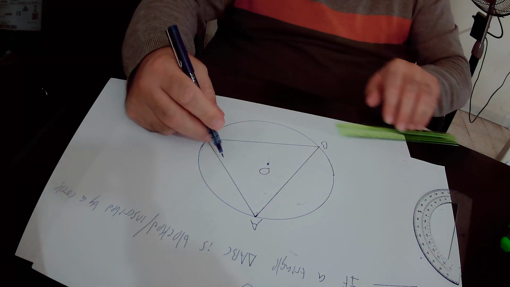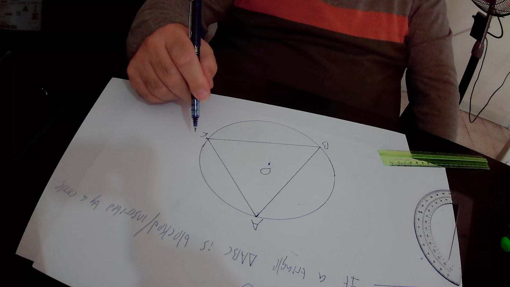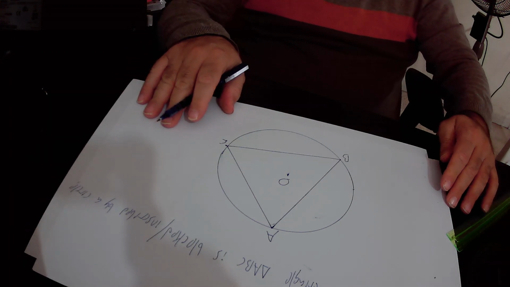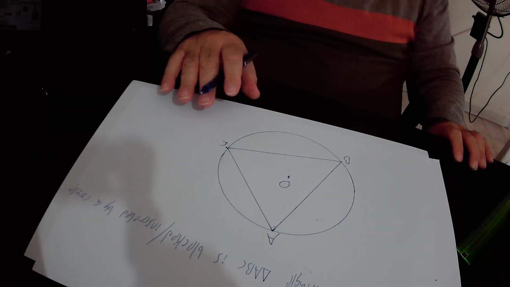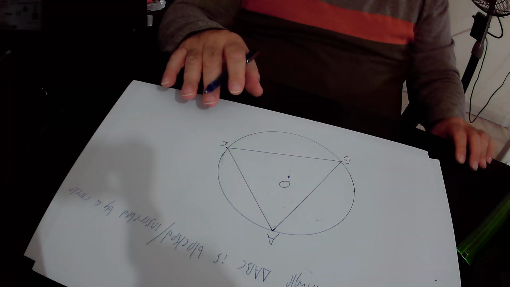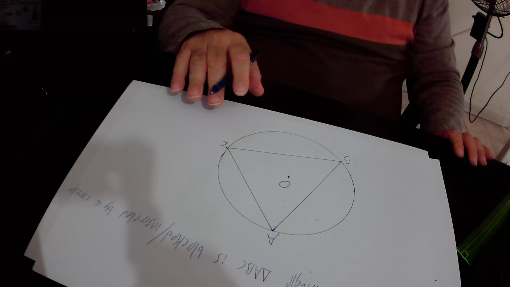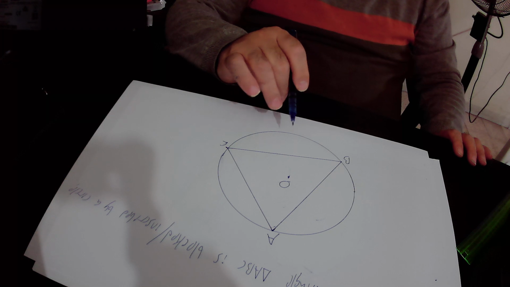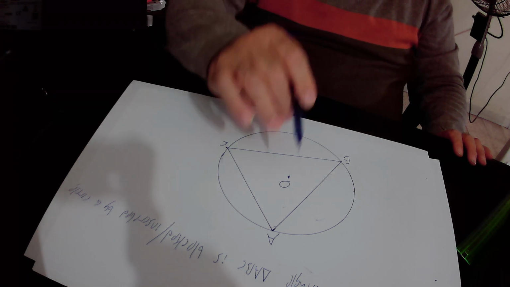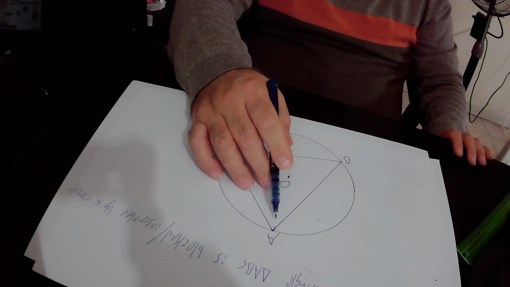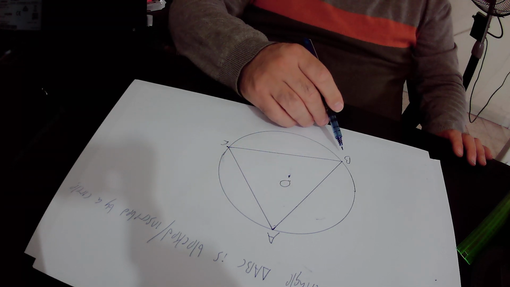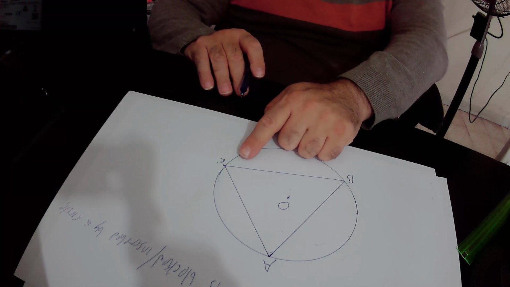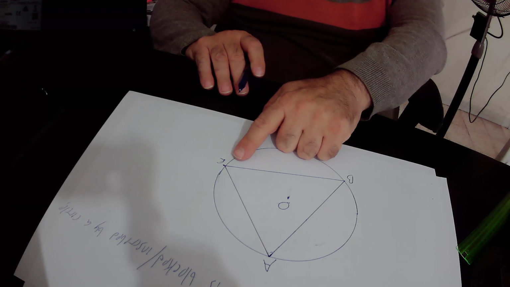Triangle ABC is blocked by this circle. Actually, a triangle is blocked by a circle if and only if all 3 vertices of the triangle are touching the circle, exactly like in this drawing. Here, this vertex of triangle ABC touches the circle at point A, this vertex touches the circle at point B, and finally this vertex touches the circle at point C.